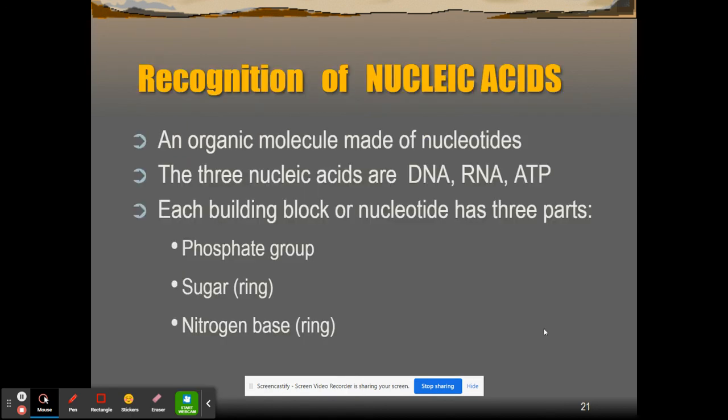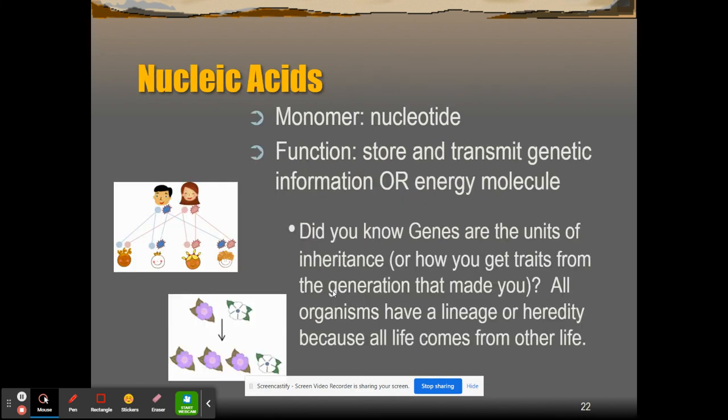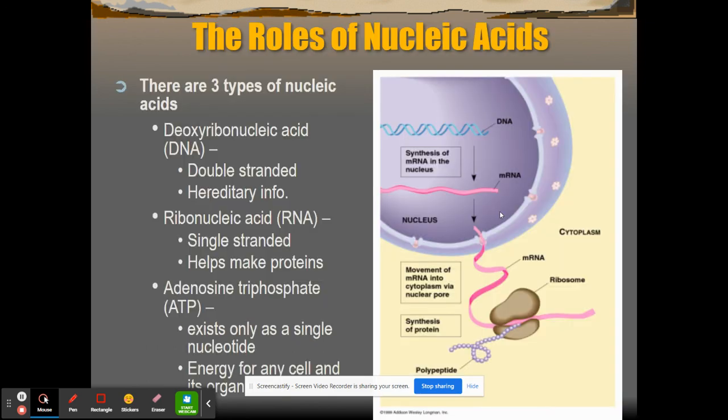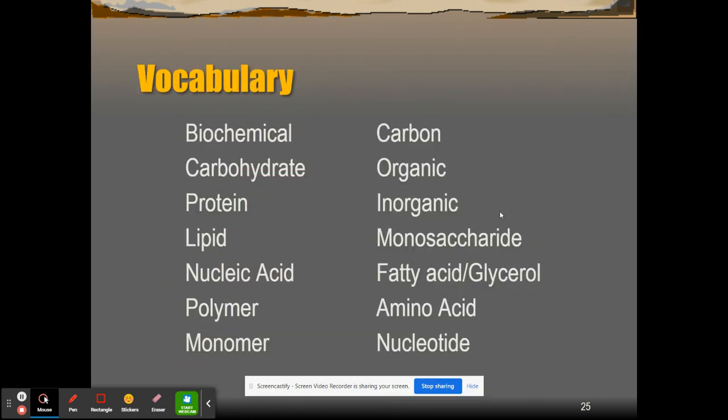Recognition of nucleic acids. These are DNA, RNA, and ATP, and we're looking for nucleotides. There's a phosphate group, a sugar ring, and a nitrogen base. You can see those things in this image right here. There's a phosphate, a sugar ring, and a nitrogen base. Sometimes it's a single ring, sometimes it's a double ring. DNA, RNA, and ATP are your three examples. And there's a whole ton of vocabulary for you.